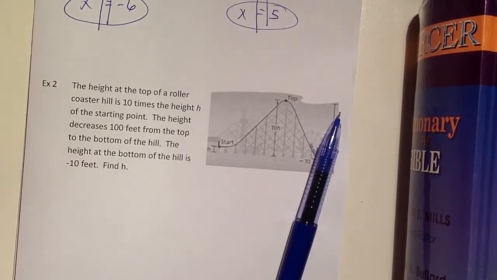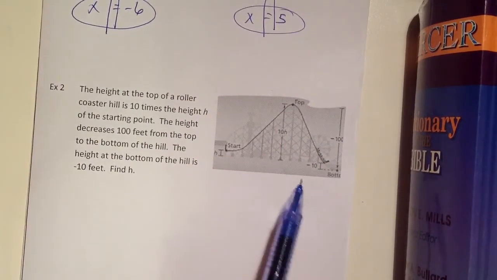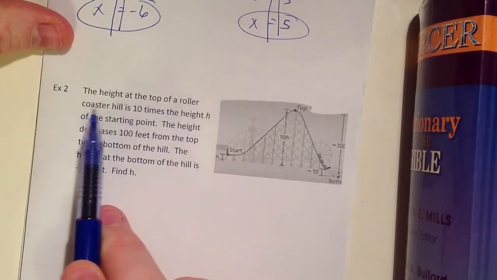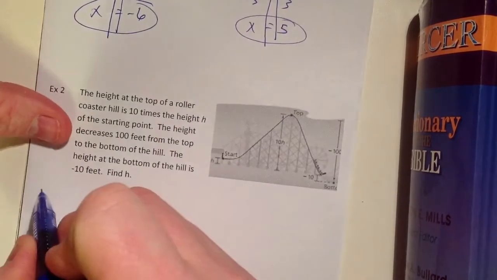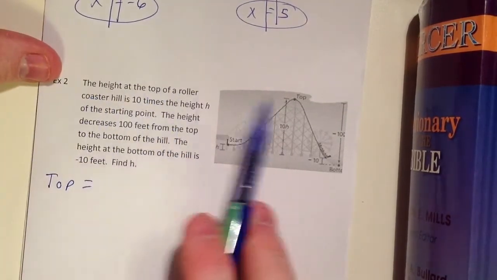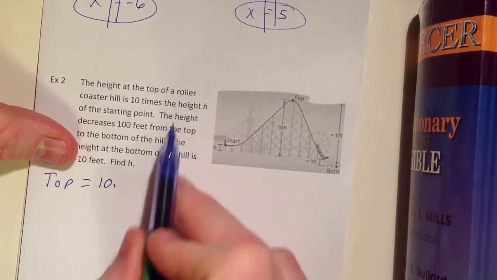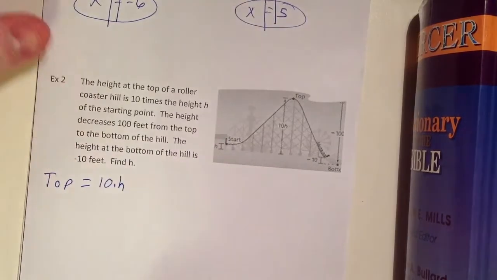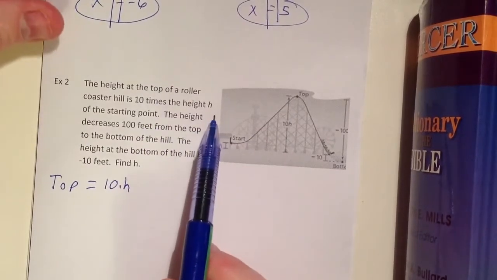Find h. Now we're just going to look at this and figure out what's going to happen. Let's read the first sentence. The height at the top of a roller coaster is 10 times the height of the starting point. What's the top? The height at the top is 10 times, well, that's easy, 10 times the height of the starting point, which is called h. So that's 10 times h. I don't know what h is, I don't have to do any math, I'm just going to rewrite that.